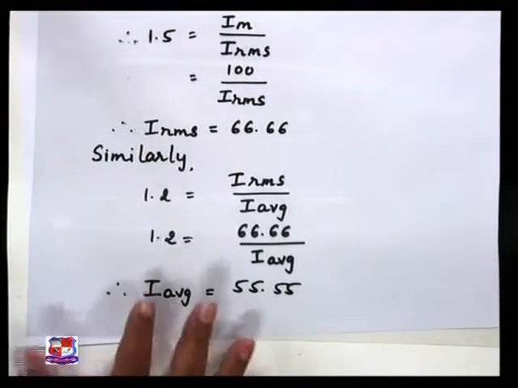So if the relationship for form factor and peak factor is known to you and any one value of a current is given to you, you can easily find the other values for the given current.